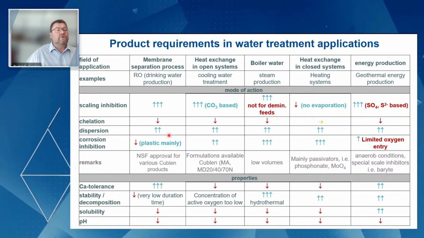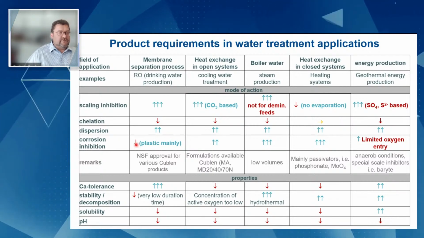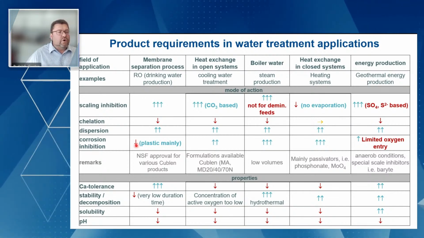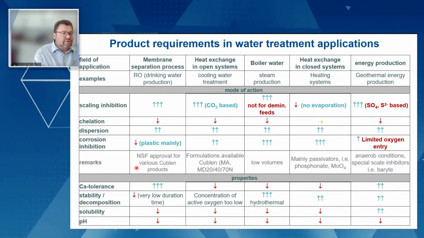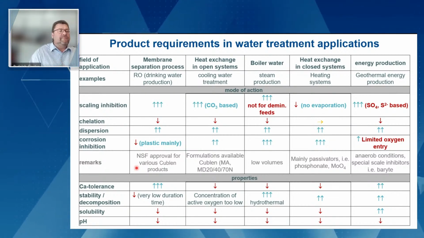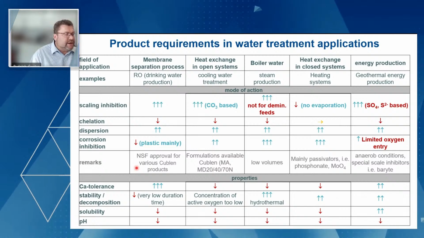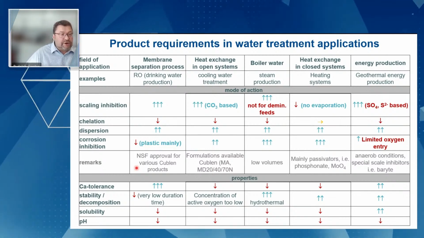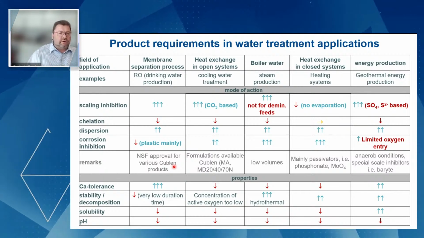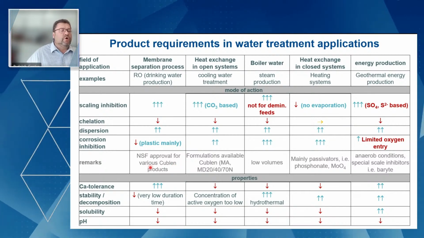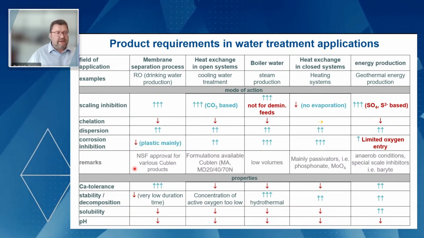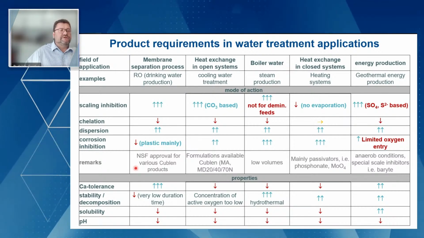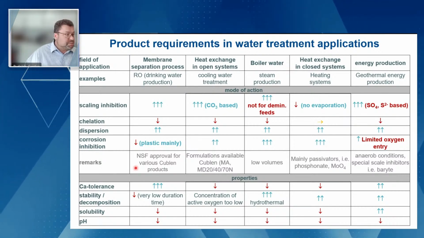Dispersion is of importance, of course. Corrosion inhibition, nothing, so it's made of plastic. And of course, if we produce drinking water, there are also some approvals. The approvals differ from country to country, but there are also some approvals which are international. So NSF, for example. For this reason, some of our products, and Kublen is the brand name of our phosphonates, are approved according to the NSF Standard 60, which is a US-American drinking water standard for using chemistry for the production of drinking water.